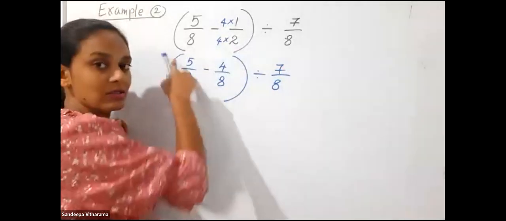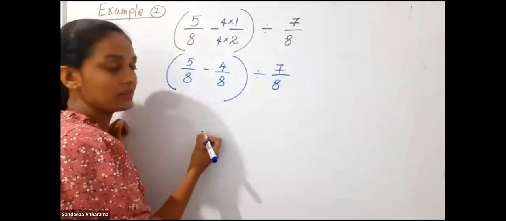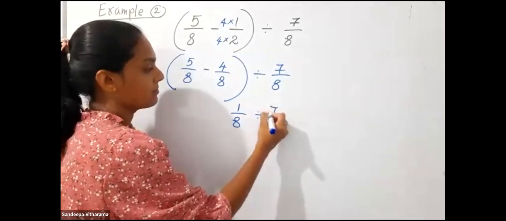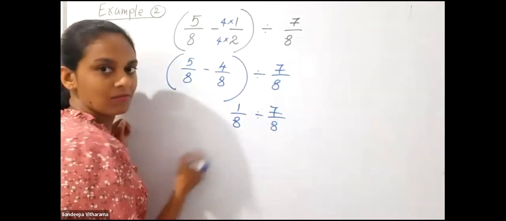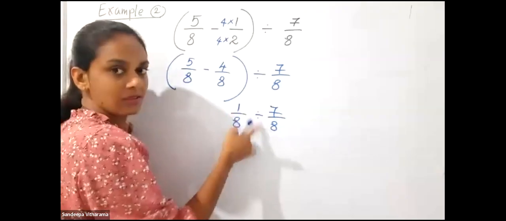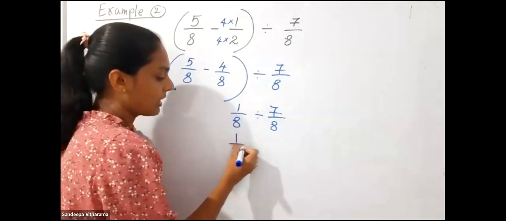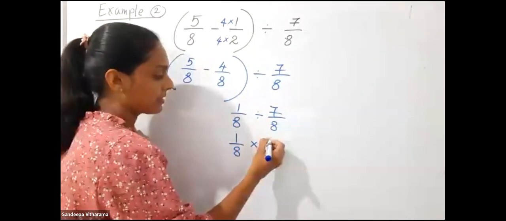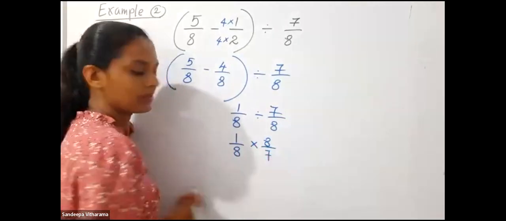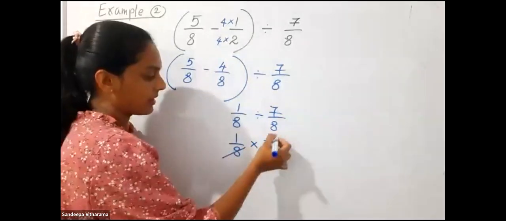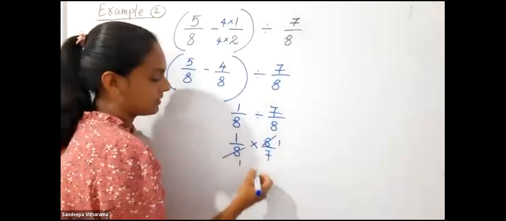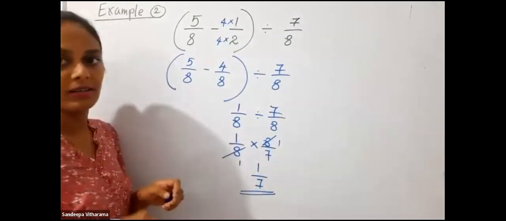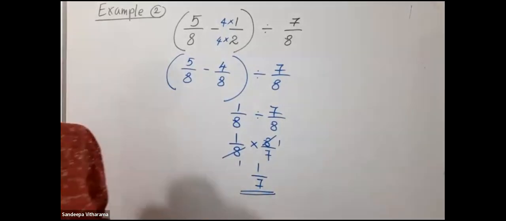Now denominators are equal, so you have to subtract the numerators. It is 1 upon 8, divide 7 upon 8. When you have to divide two fractions, you have to replace the division by multiplication and take the reciprocal of the second fraction. Then 8 and 8 cancel. So 1 into 1 is 1. 1 into 7 is 7. So the answer is 1 upon 7. Okay.